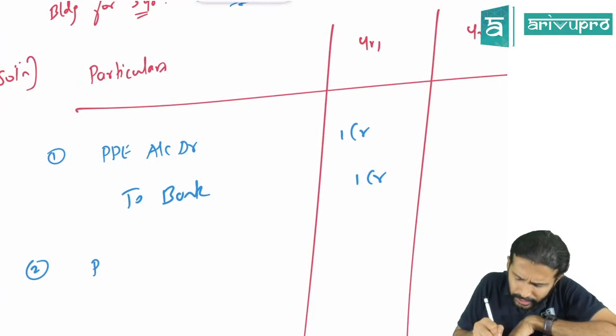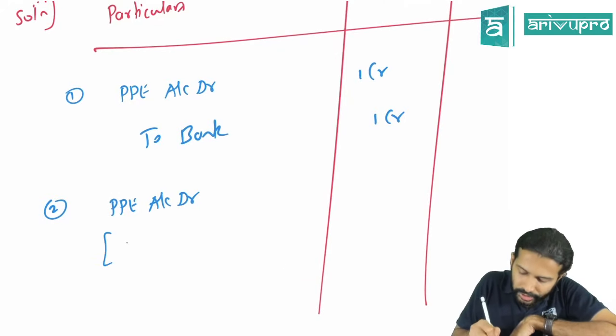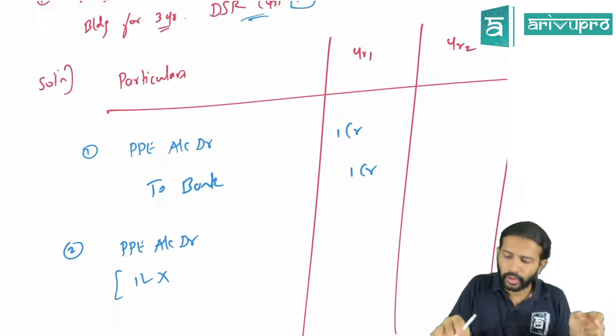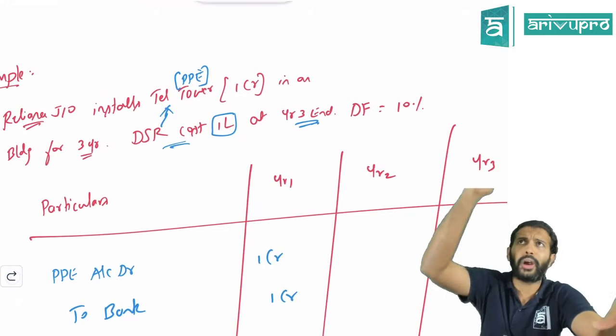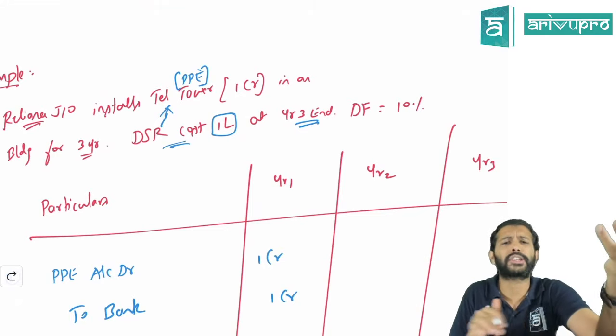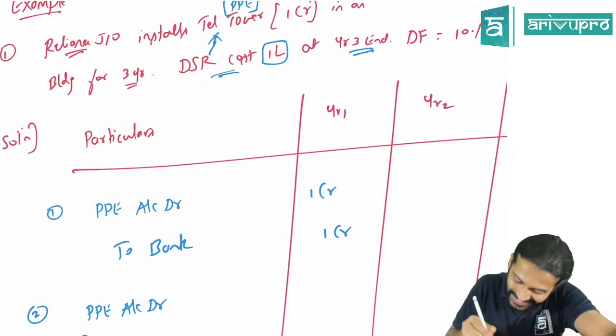The journal entry for this PPE is very simple. PPE account debit. How much? See, this 1 lakh is the future cost. So if you use the 10% annual discount factor, for the third year we need to find out 1 divided by 1.1. First year discount factor is 0.9090. Second year 0.8264. Third year 0.7513.